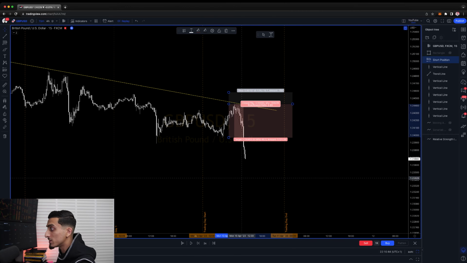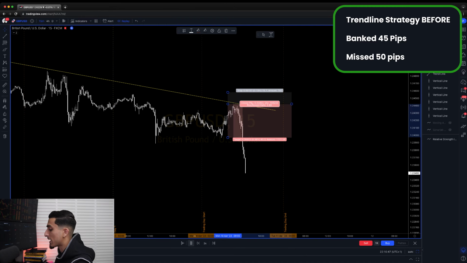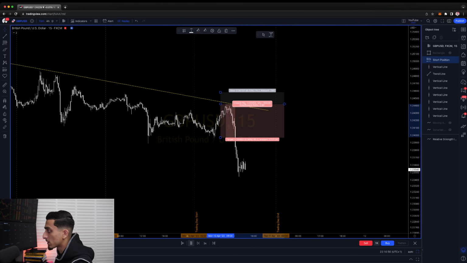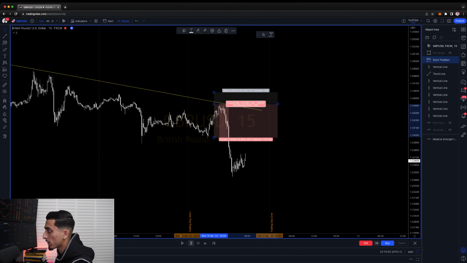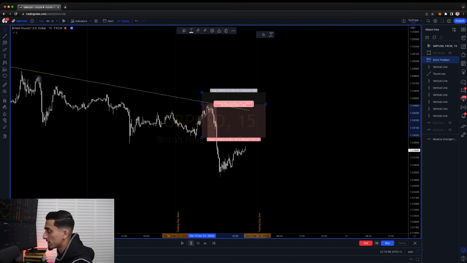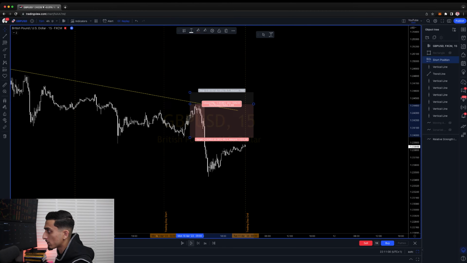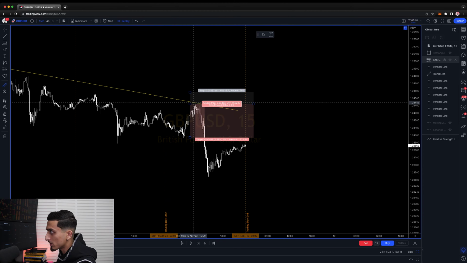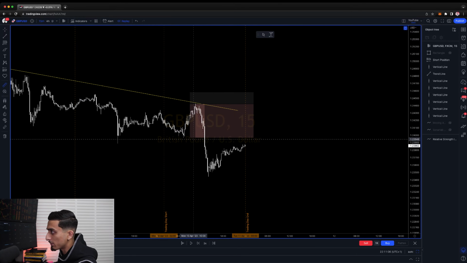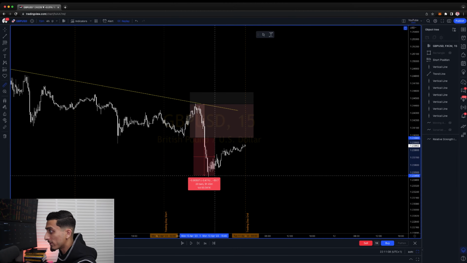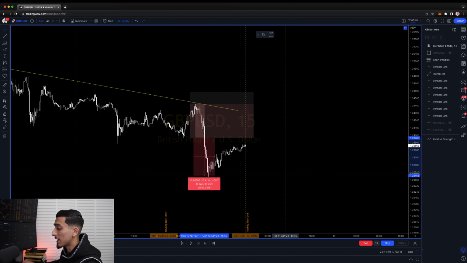Let's see. Boom, TP hit. Now let's see how price reacts to the end of day. Okay, price is going, and trading end of day is right over here. So essentially what has happened, we have gained profit of 45 pips. However, we have left around about 50 pips on the table.